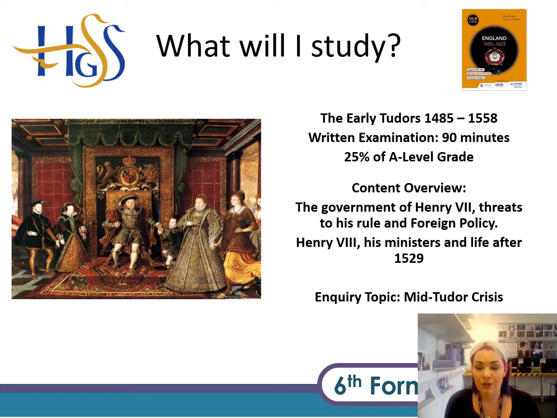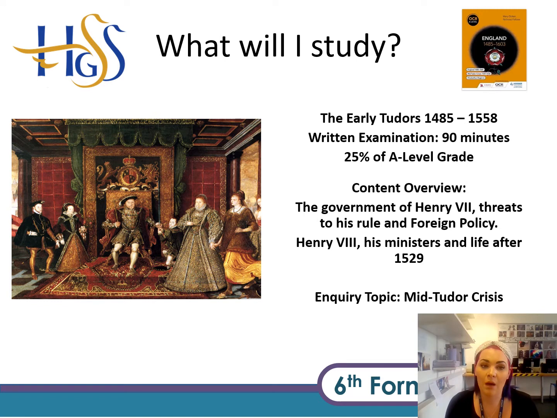You will also study the Tudors. We focus on the early Tudors. Your written exam for this is 90 minutes long, and this unit is worth 25% of your overall A-level. In terms of exam structure, you have essay questions, choice 1 of 2. They will be on Henry VII and Henry VIII. You might get 2 questions on Henry VII, 2 questions on Henry VIII. There's no guarantee that it will be 1 on either of the Henrys. And then you also have 4 sources, and those will be focusing on mid-Tudor crisis.